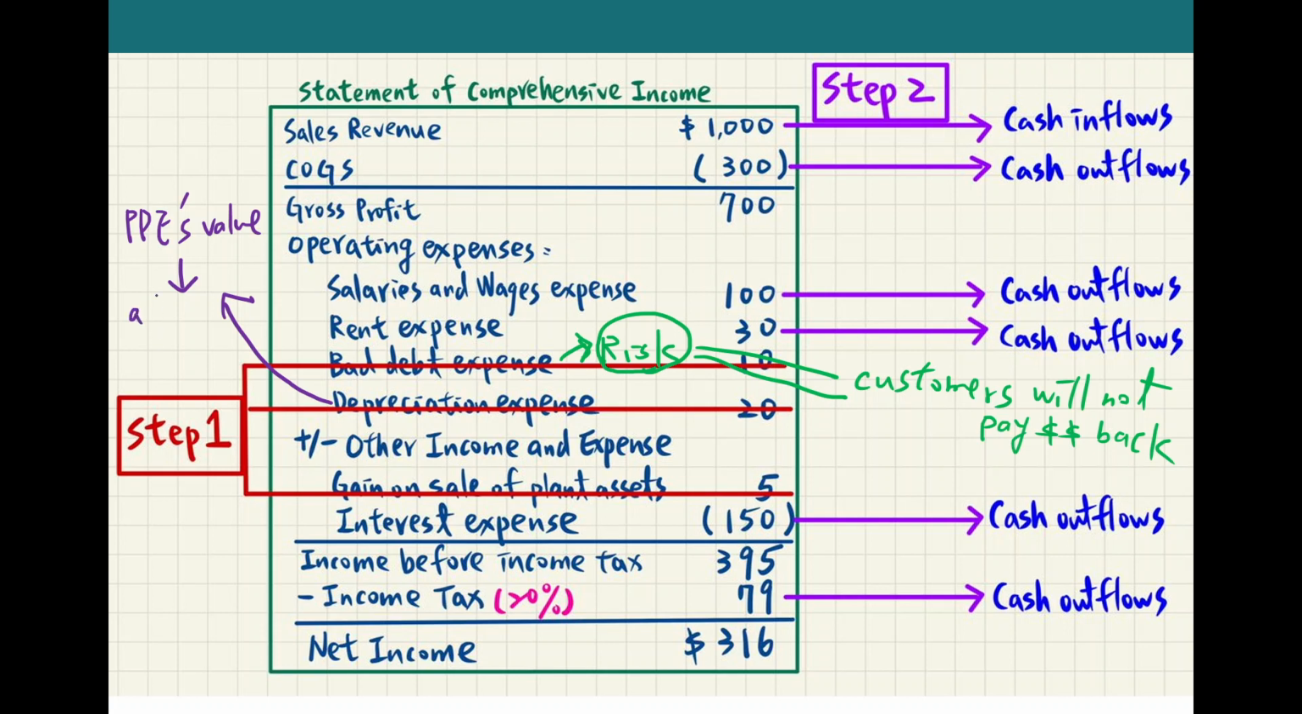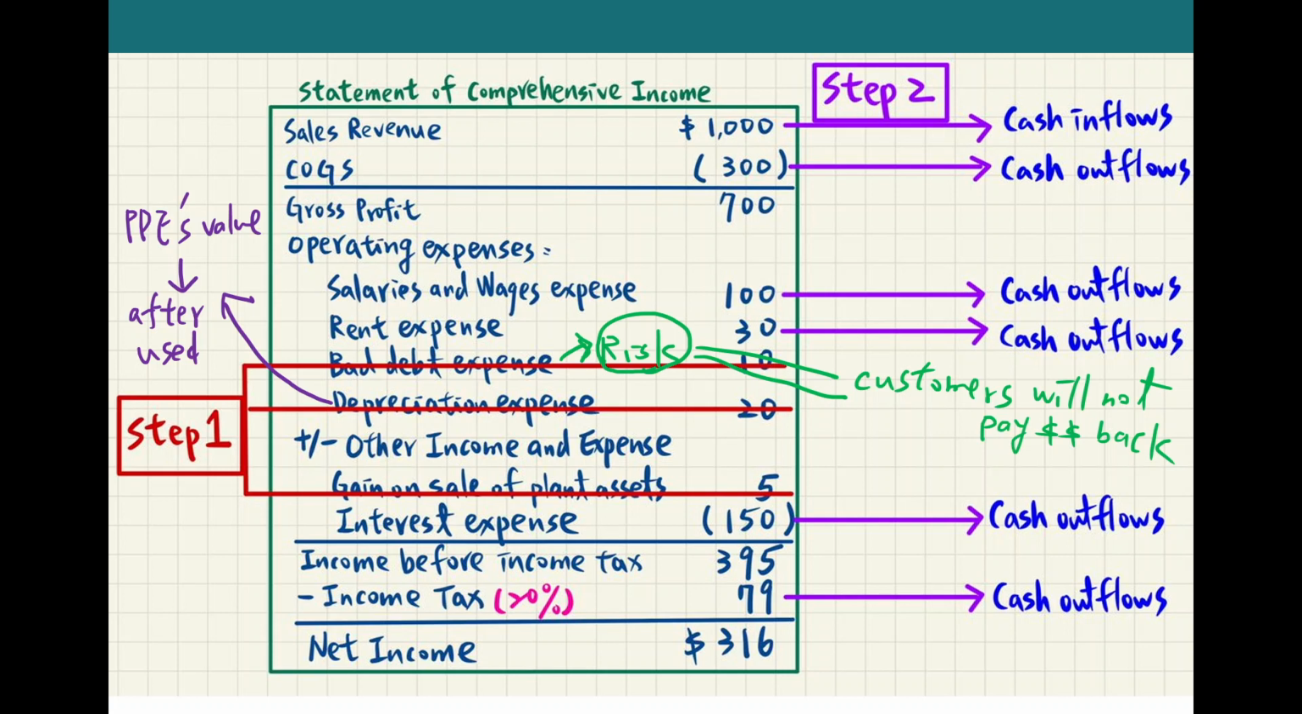After it's used. So did you find out bad debt expense? Nothing about cash. Depreciation expense, nothing about the cash. So we have to exclude non-cash items, right? Because don't forget, our purpose is to find out cash.